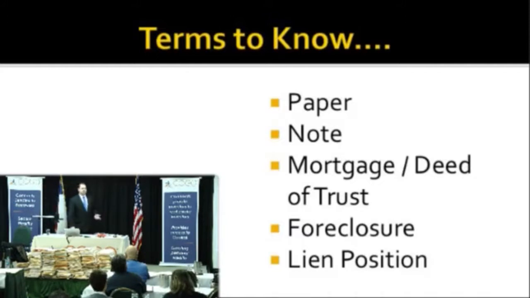In a judicial foreclosure market, you're going to get a note and a mortgage. Okay? So the mortgage is the debt instrument that we use in judicial markets. A deed of trust is the debt instrument we use in non-judicial markets. So you need to make sure that you're buying the right type of paper.